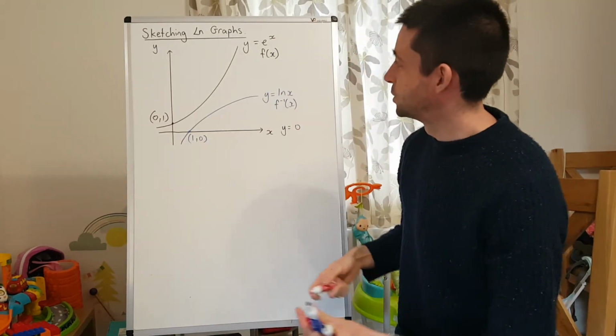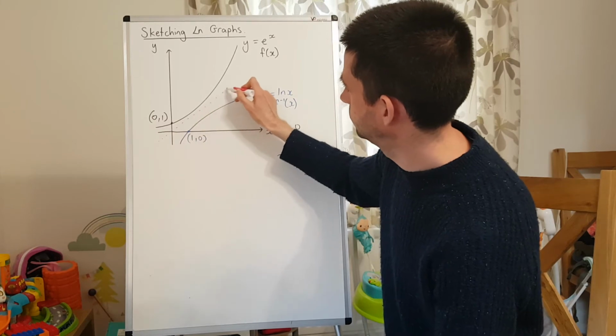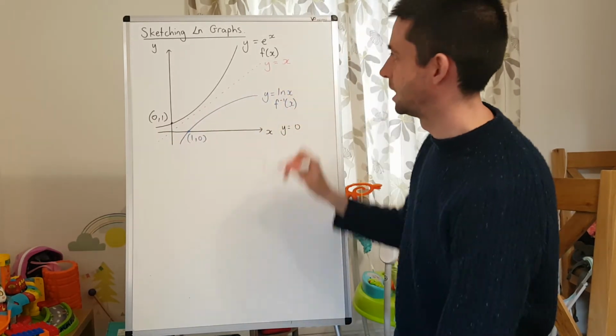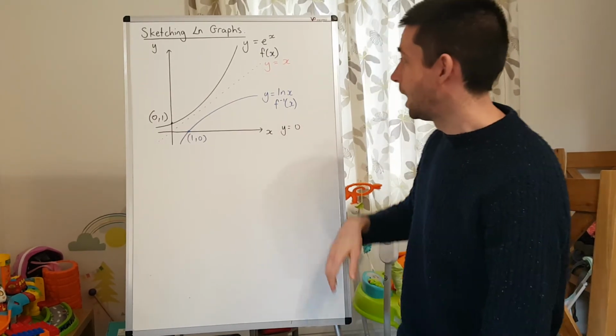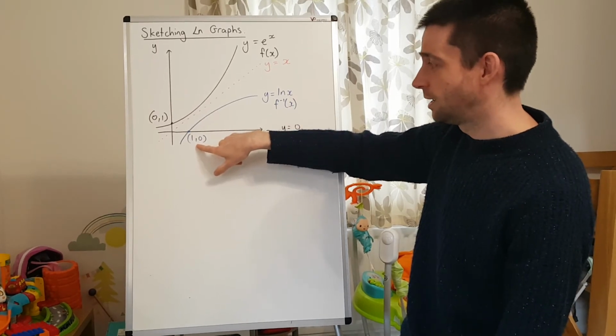Now, the relationship between these two graphs is they are actually symmetrical in the line y equals x. So that line I've just drawn in there is the line of symmetry. ln of 1 is 0, that's why we've got this point here.